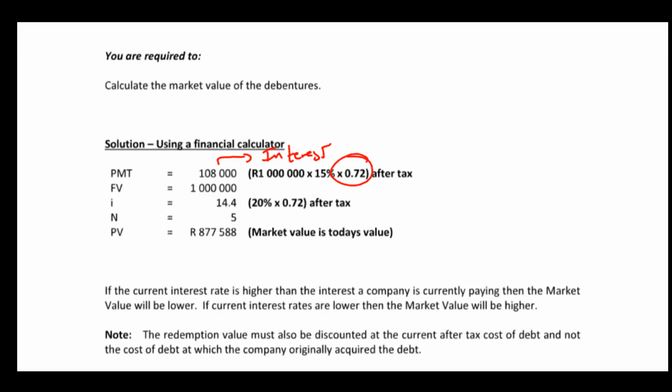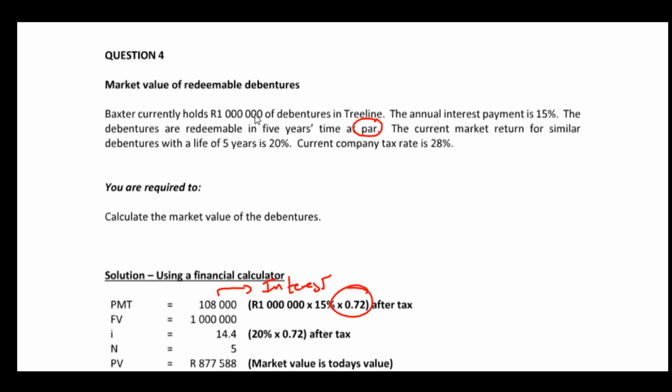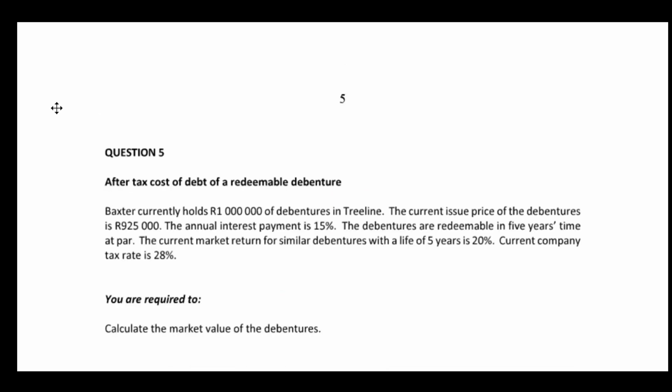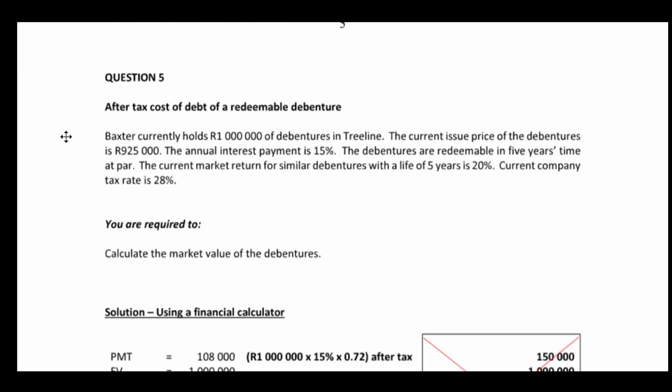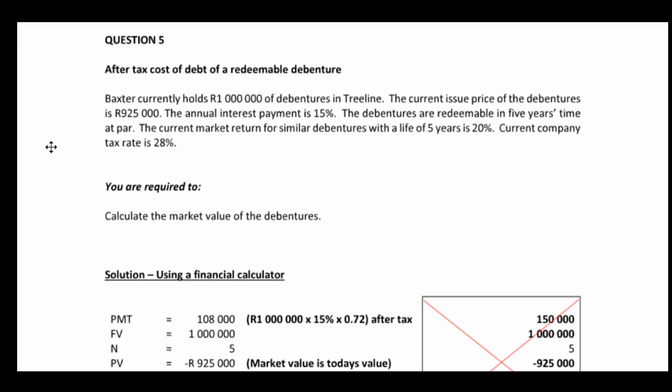Right, so that's example 5, or question number 4, I think that was. Yeah, that's question 4 done. Right, let's have a look at what the next one has in store for us. The next one is just sort of a reverse of question 4. Question 4 dealt with the market value of a redeemable debenture. We're now going to calculate the after-tax cost of debt of a redeemable debenture.